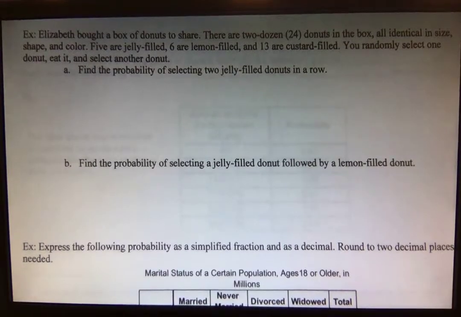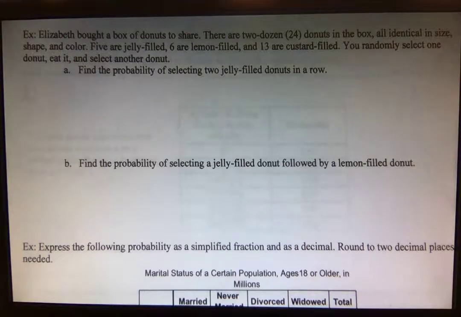So Elizabeth bought a box of donuts to share. How nice of her. There are 2 dozen. There's 24 donuts in one box. All are identical in size, shape, and color. 5 are jelly filled. 6 are lemon filled. Who's going to eat these? 13 are custard filled. You randomly select one donut, eat it, of course, and then get another one. Because you can't just have one donut.